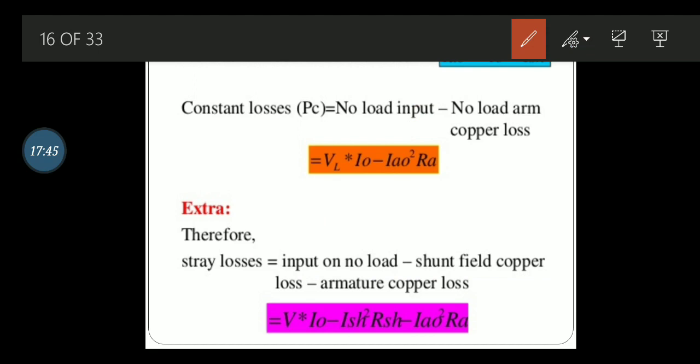So here VL into I0 represents the no load input, and Ia0 square into RA represents the no load armature copper loss. You know this formula is nothing but the input power equals the combination of no load armature copper loss and the constant losses.